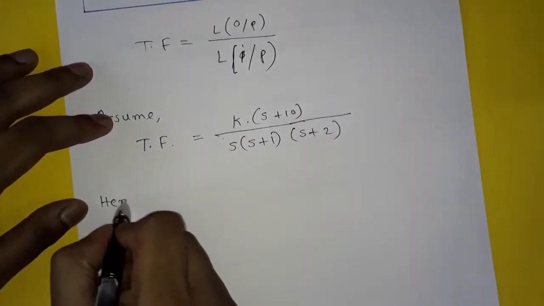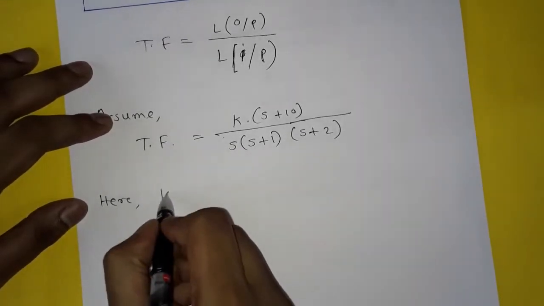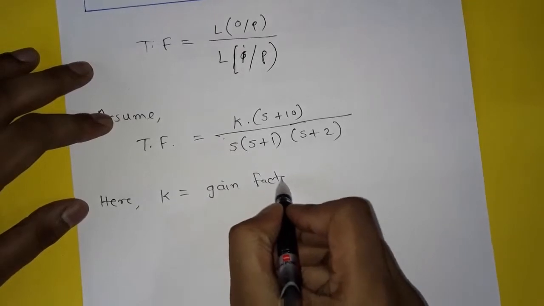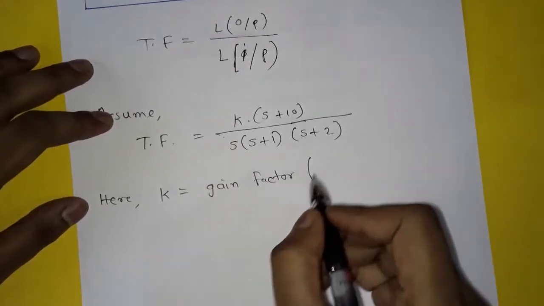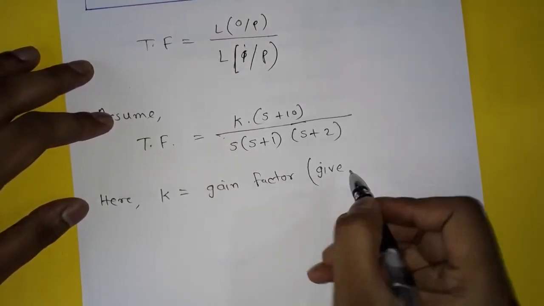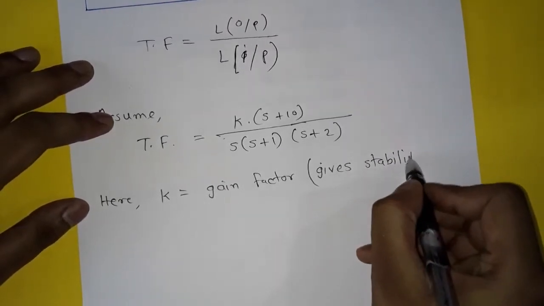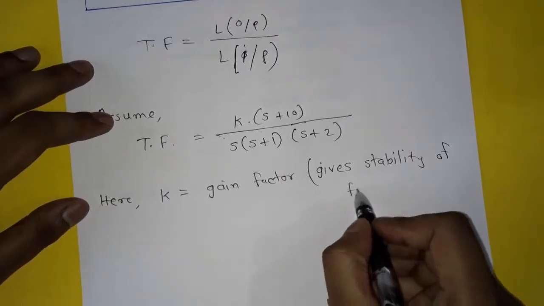Here K is equal to gain factor, that is, it gives stability of the function.